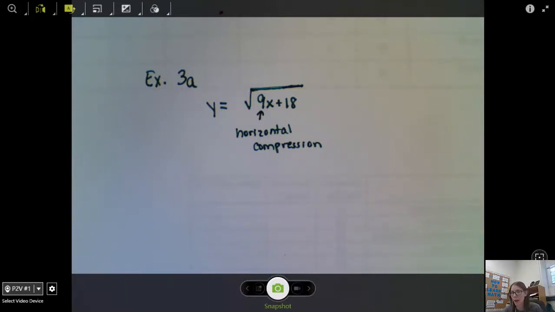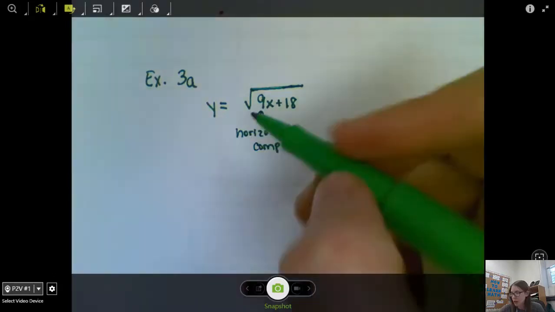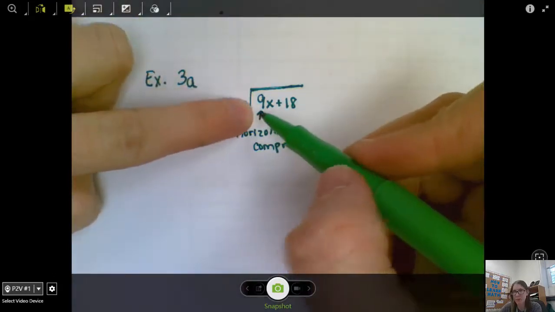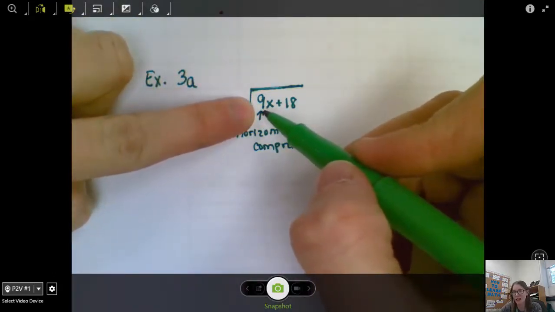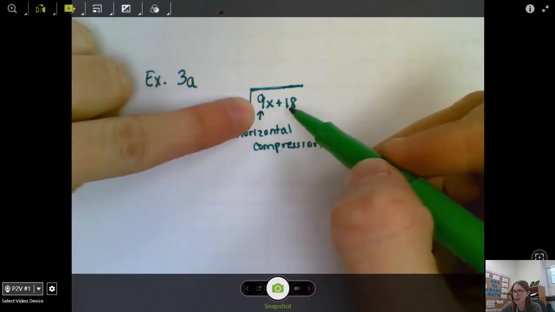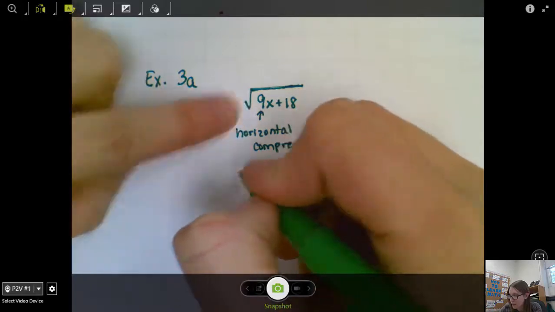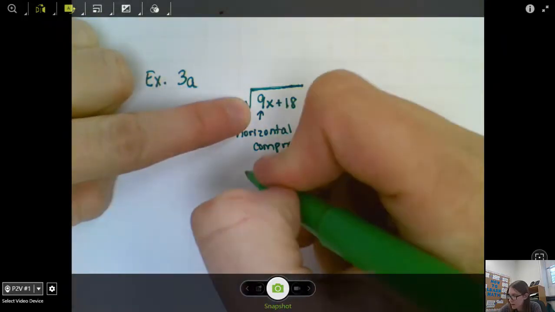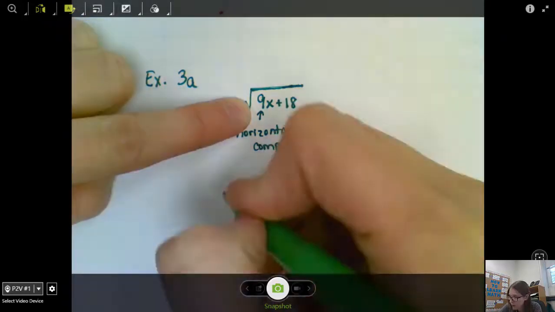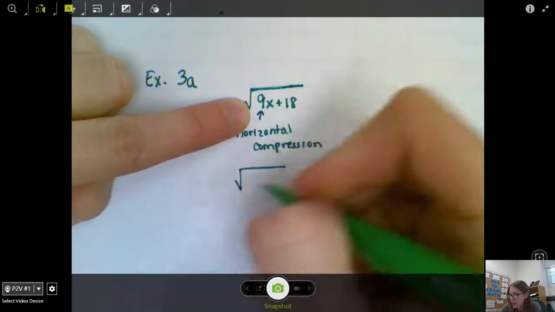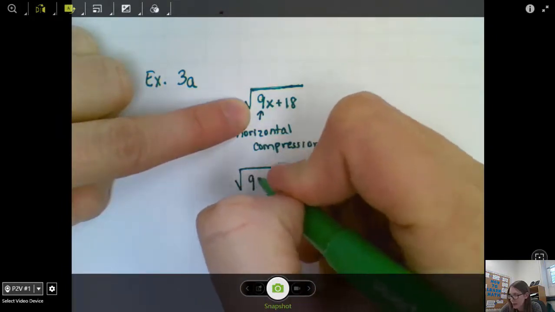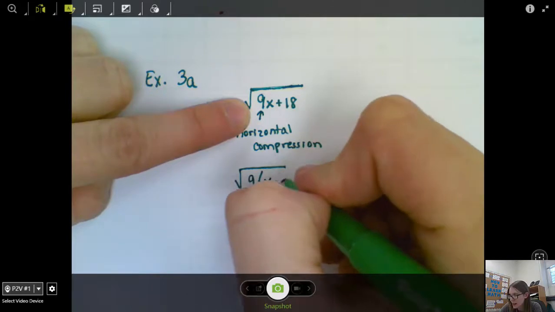There is a different way that we could graph this, instead of actually working through what the horizontal compression would do to each of those points. And that's a little bit easier to do. So what I want to do instead is notice, hey, this 9 and this 18, I can divide them both by 9. I can factor out a 9. So instead of thinking of this as the square root of 9x plus 18, let's think of this as the square root of 9 times x plus 2.